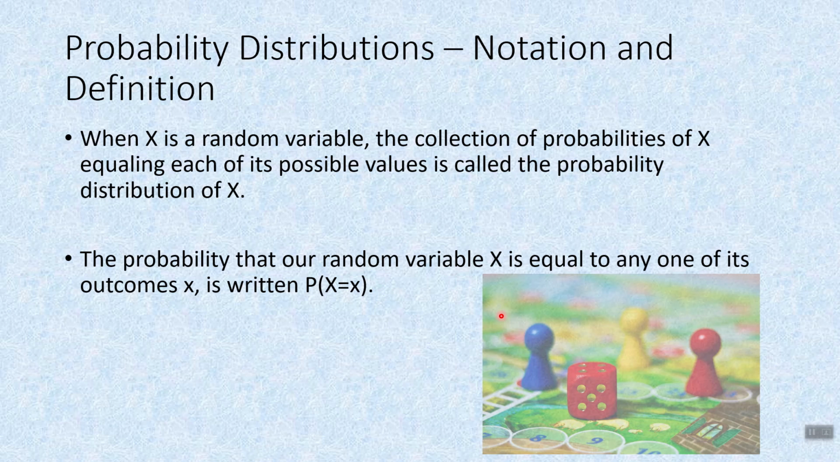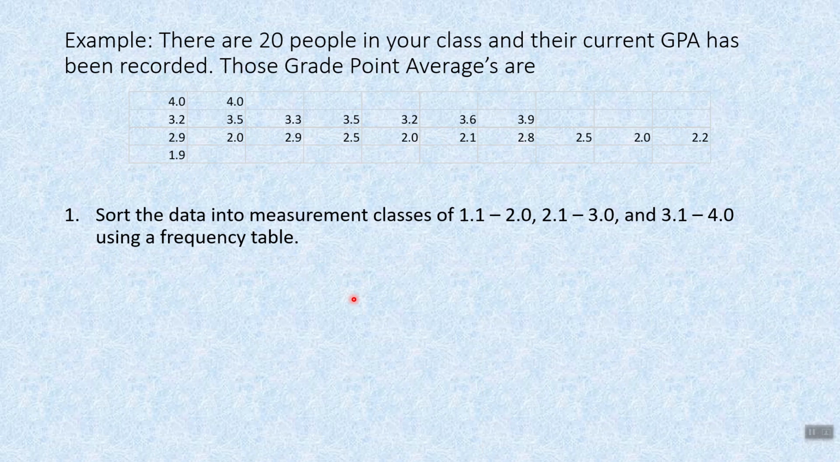The probability that a random variable capital X is equal to any one of its outcomes little x is written P of X equals x, and this gets super confusing, so make sure you're using the capital X for the random variable and the lowercase x is for the actual value that comes out. Let's take a look at an example.